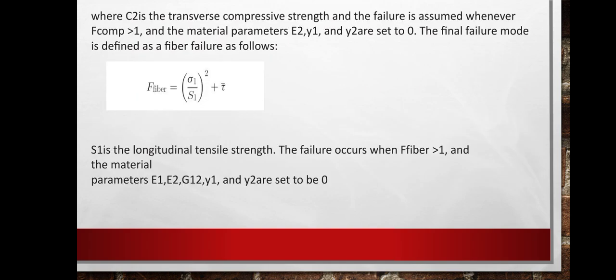where C2 is the transverse compressive strength, and failure is assumed whenever F composite is greater than 1 and the material parameters are set to 0. Then the final failure mode is defined as fiber: F fiber is equal to (sigma 1 by S1) whole square plus tau, where S1 is the longitudinal tensile strength. The failure occurs when F fiber is greater than 1 and the material parameters are set to 0. Parameters means E modulus 1 and E modulus 2, G12, Y1 and Y2 are set to 0.